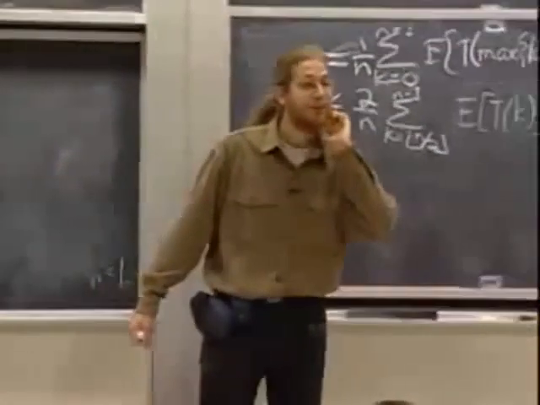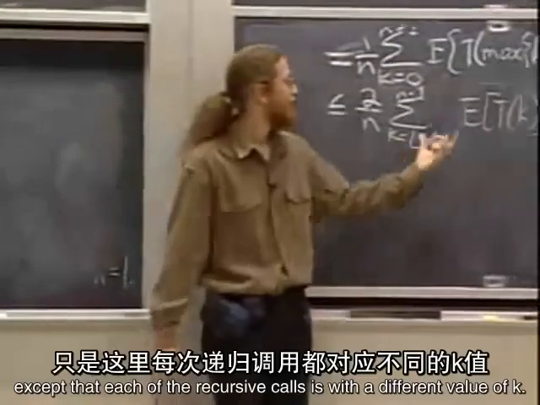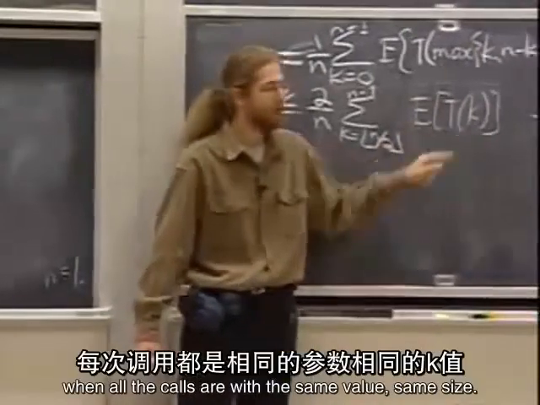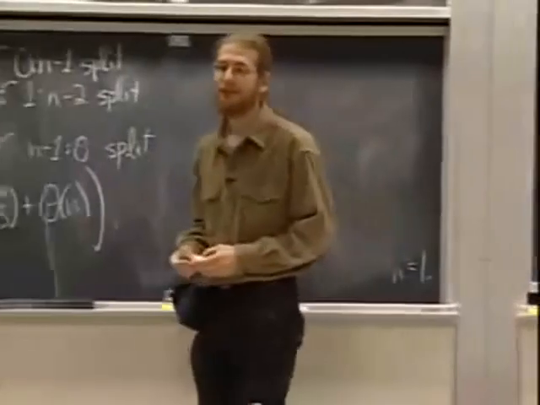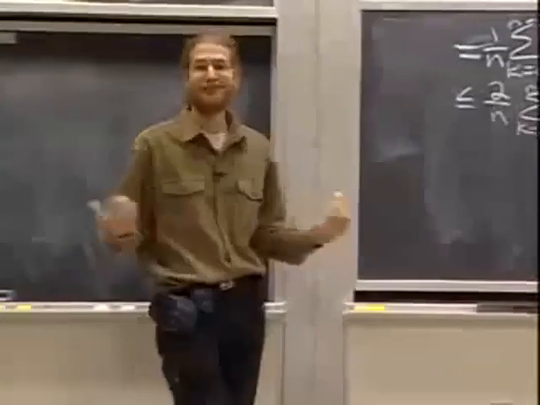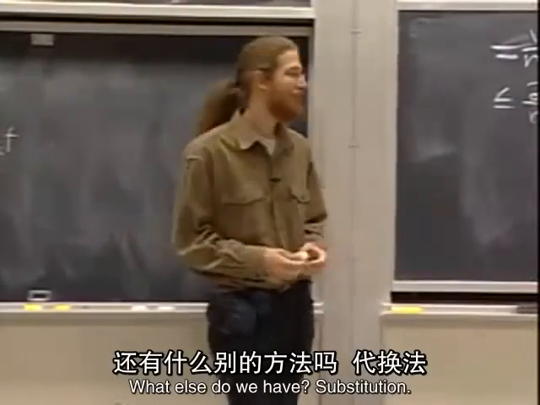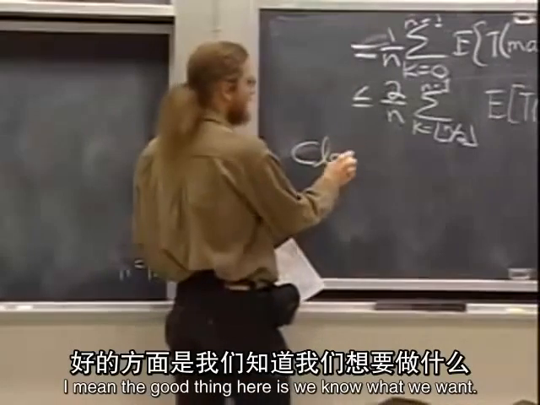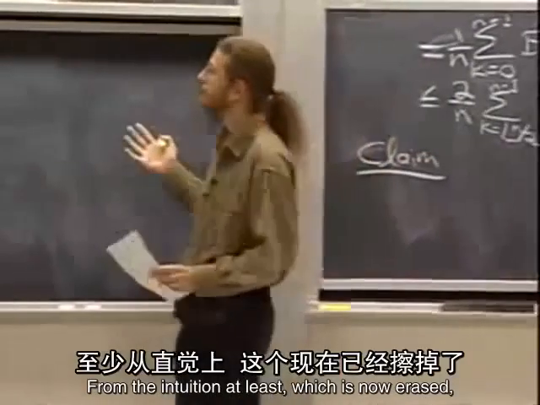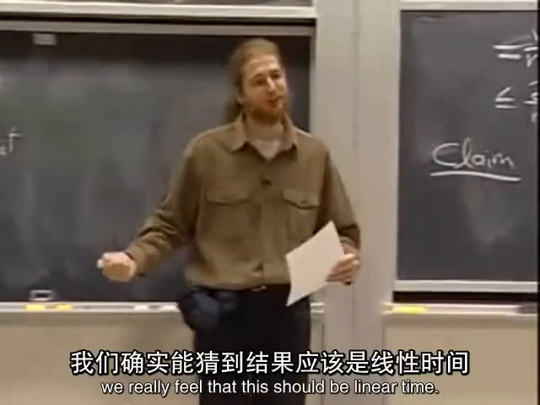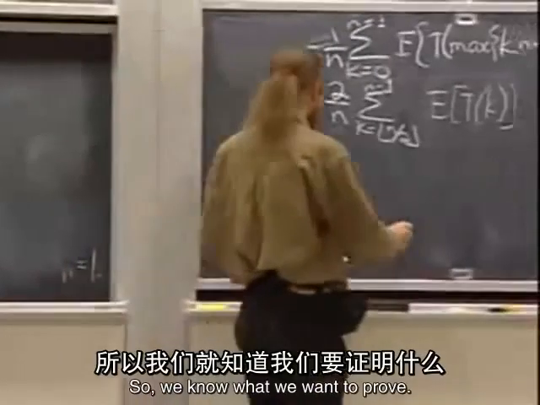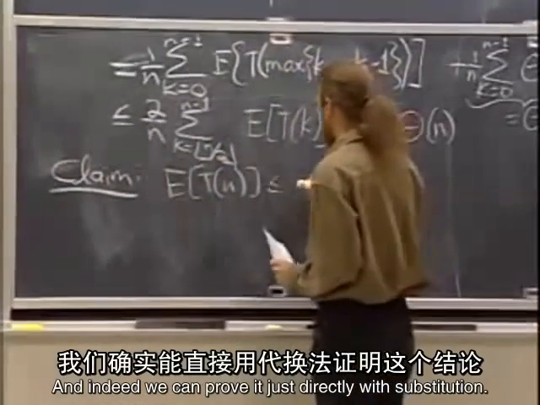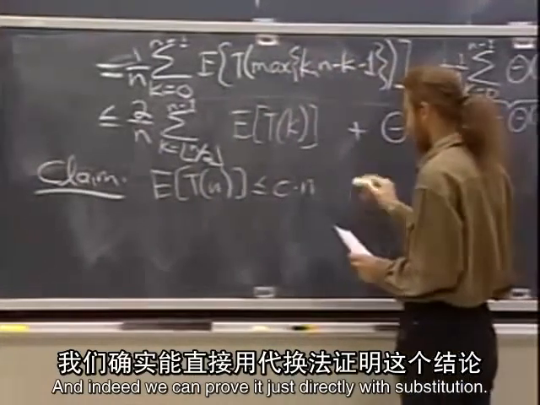Master method? Master method would be nice, except that each of the recursive calls is with a different value of k. So master method only works when all the calls are with the same size. Alas, it would be nice if we could use the master method. What else do we have? Substitution, yeah. When in doubt, use substitution. The good thing here is we know what we want. From the intuition, we really feel that this should be linear time. So we know what we want to prove, and indeed we can prove it just directly with substitution.